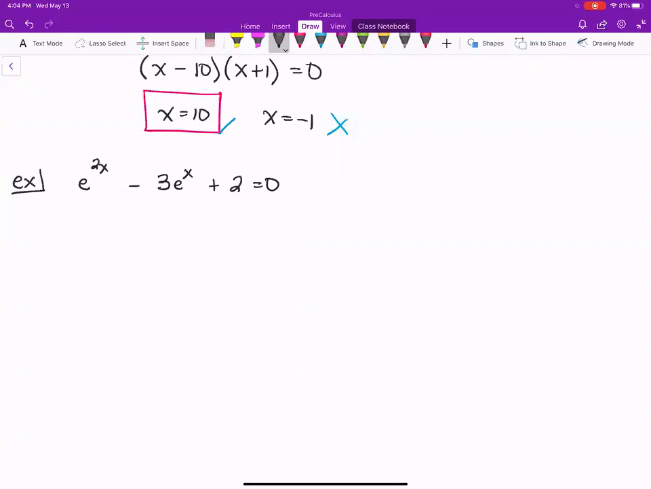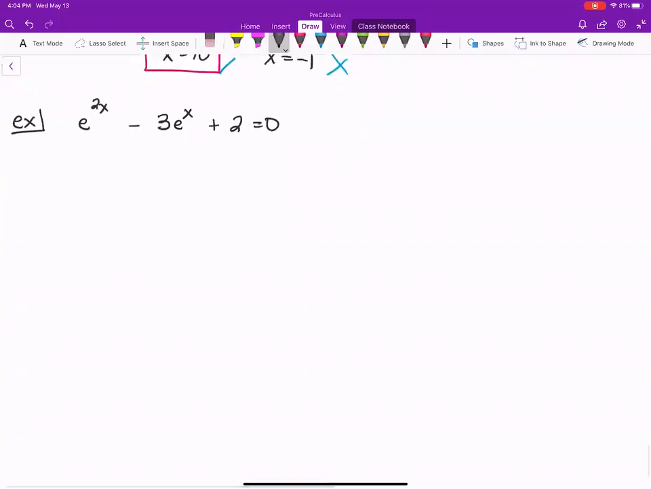All right, I have just a couple more examples for you and then you'll be done. This one is another exponential equation. So no matter what your solution is, it's going to be fine because the domain of an exponential function is always all reals. But this one is a little bit unique. e to the 2x, that's the same thing as e to the x squared.